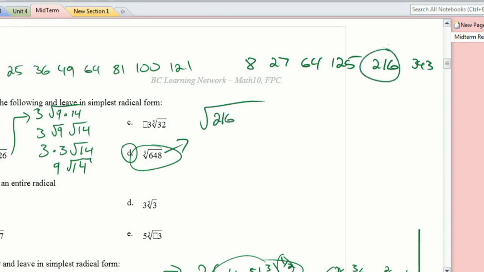216, which is 6 cubed, times 3. 216, sorry, my cube roots, I forgot. The cube root of 216 is just going to be 6 times the cube root of 3. So that's figuring out the perfect cube that went in there that's the largest.